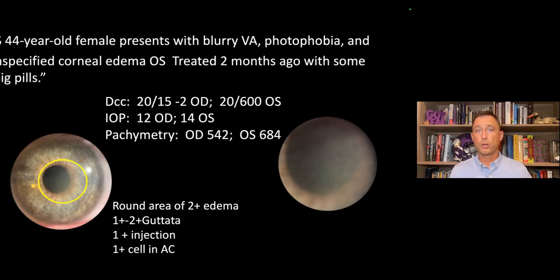You look at her intraocular pressure, 12 in the right eye, 14 in the left eye, pachymetry 542 in the right, very swollen in the left eye at 684. And when you look at the slit lamp exam here, she had a perfectly round area of edema present. She had some guttata, it appeared, injection, and she had 1 to 2 cells or so in the anterior chamber. The other image on your right, difficult to tell, but if you look really closely, she had some scattered keratic precipitates. So this is classic for herpetic conditions.